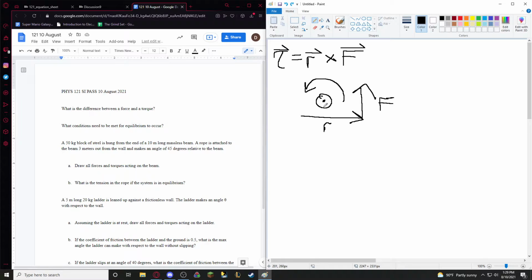Net force needs to be 0. Mm-hmm. And what else? And net torque needs to be 0. Exactly. Net force, so F net is equal to 0. And the total sum of the torque also has to equal 0 for the entire system.